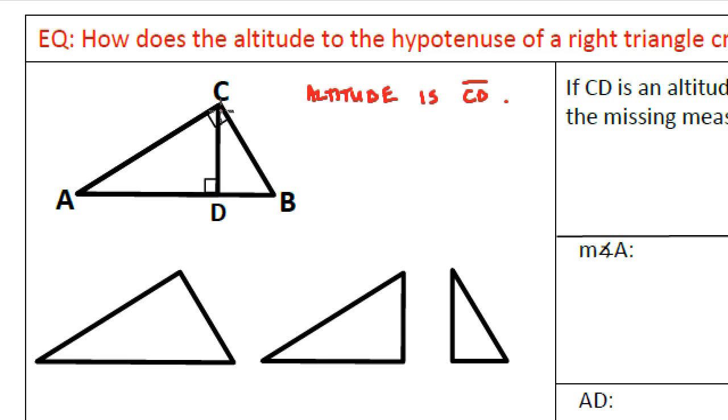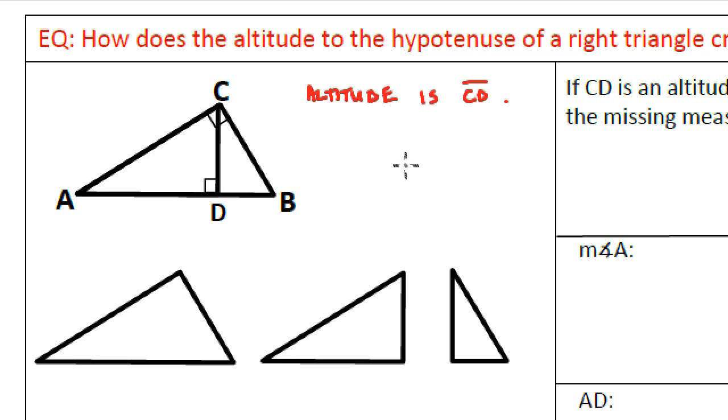And to be an altitude, where this line segment touches side AB of this triangle ABC has to be perpendicular. So that means it has to be a right angle. So CD is the altitude of this bigger right triangle ABC. And notice here, class, we know this is a right angle. We're given that. And we also know this is a right angle because CD is defined as an altitude.